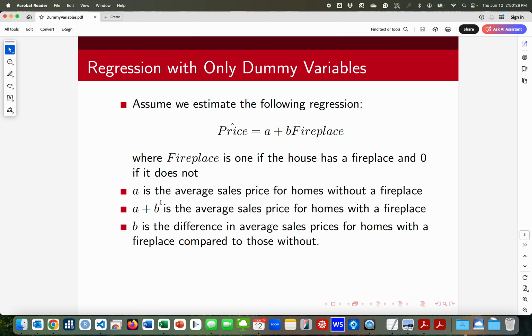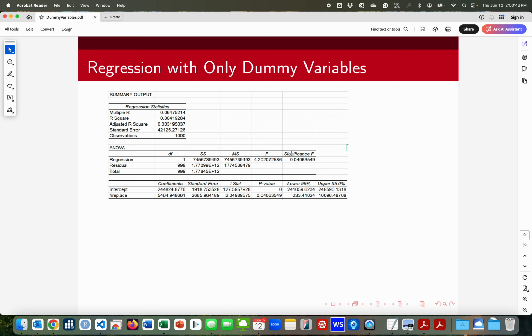If you take the difference, so if you take A plus B minus A, you're left with B. So that would be the difference in average sales price for homes with a fireplace compared to those without. And now, what we're thinking about with a dummy variable, and one reason I'm covering this again, is we're thinking about two different groups. So you have homes with a fireplace, you have homes without a fireplace, and we want to know if those means are statistically different, which should make you think of a t-test.